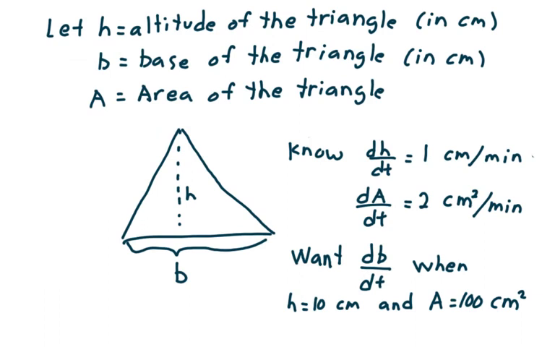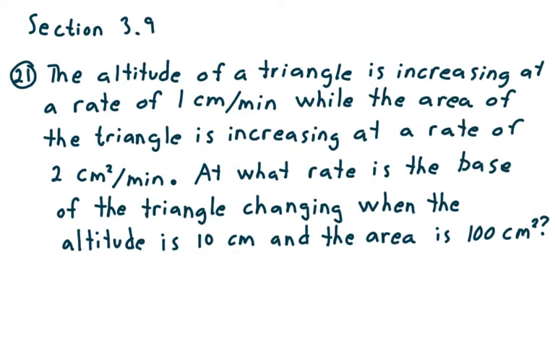Let h equal the altitude of the triangle in centimeters. Let b equal the base of the triangle in centimeters, and let A equal the area of the triangle. Now we know dh/dt is 1 centimeter per minute, because the altitude of a triangle is increasing at a rate of 1 centimeter per minute.